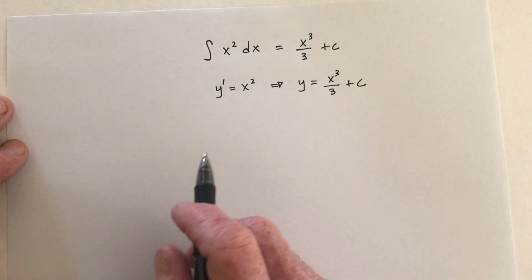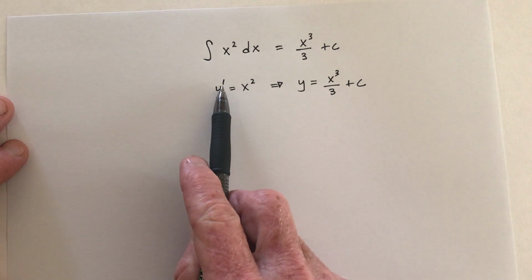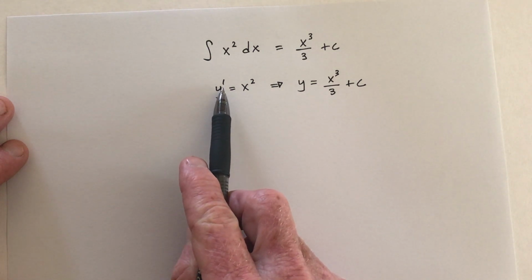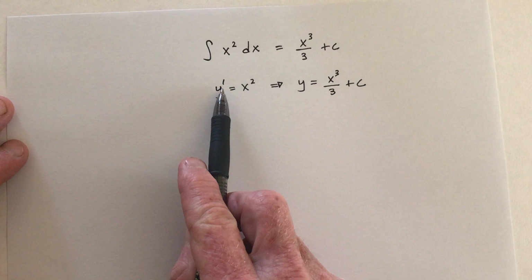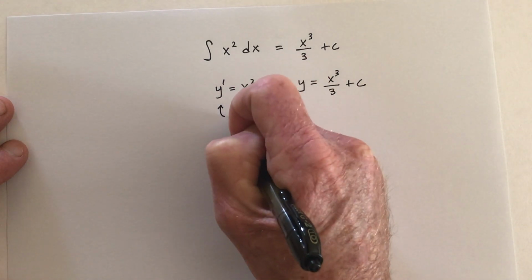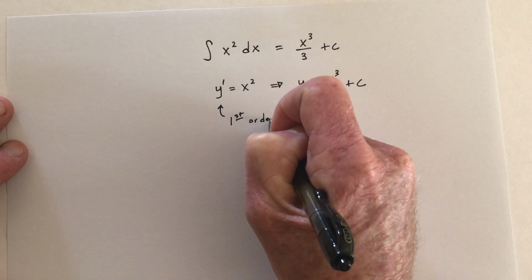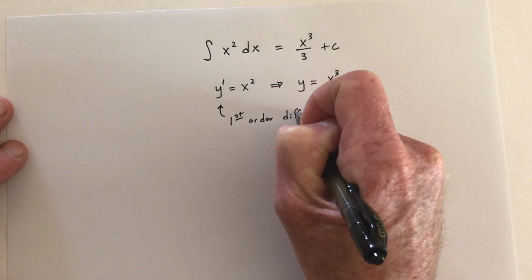Now, there is one question in the homework that says, what's the order of a differential equation? The order is the highest derivative that appears. So for example, this one is a first, because that's the first derivative, a first order differential equation.